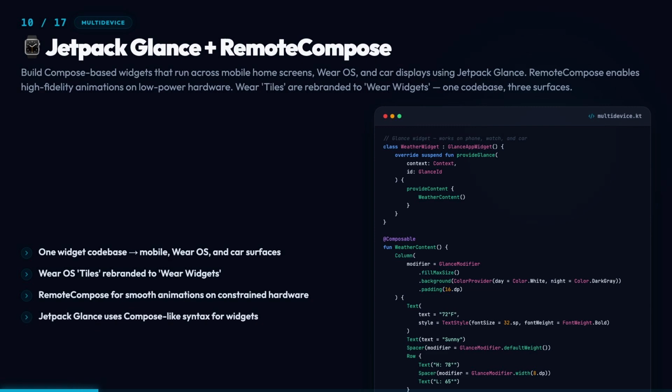Jetpack Glance allows you to write one unified Compose codebase that powers widgets across mobile home screens, wearables, watches, and car dashboards. To make widgets look beautiful on constrained, low-power wearable hardware, Google introduced RemoteCompose. It pre-renders high-fidelity animations on the device's chips, ensuring widgets remain fast and responsive without draining the battery.